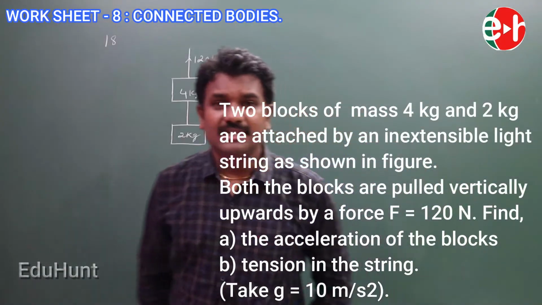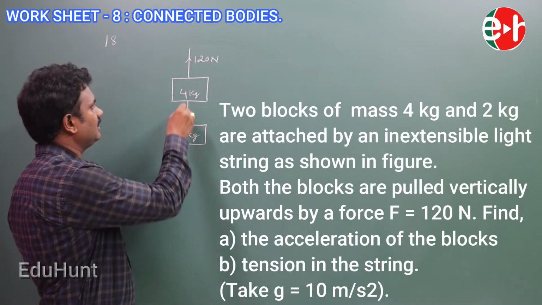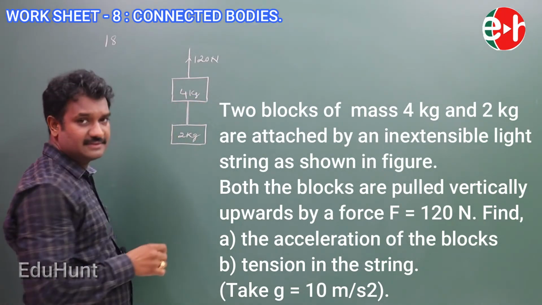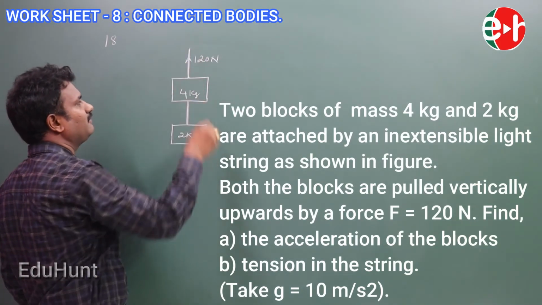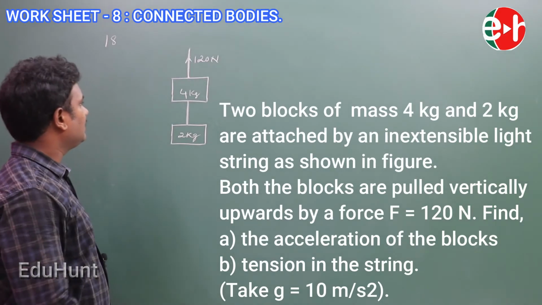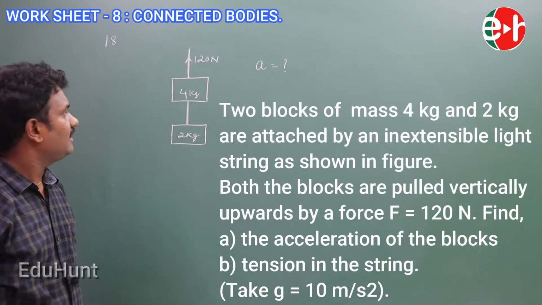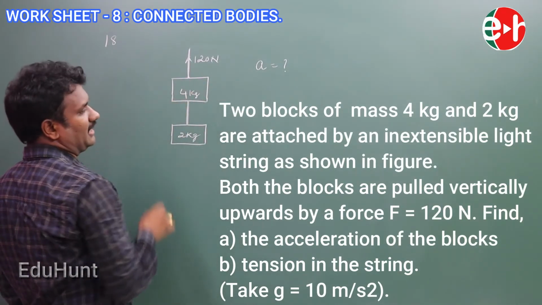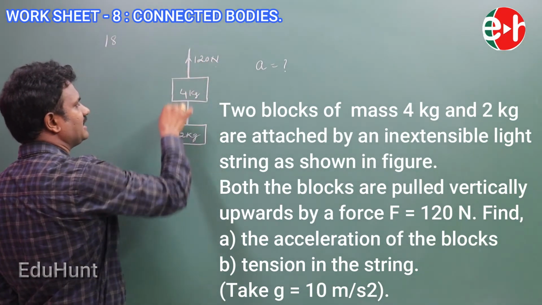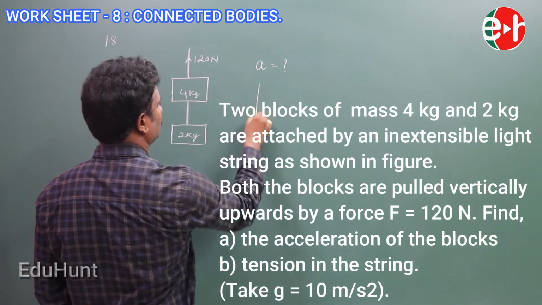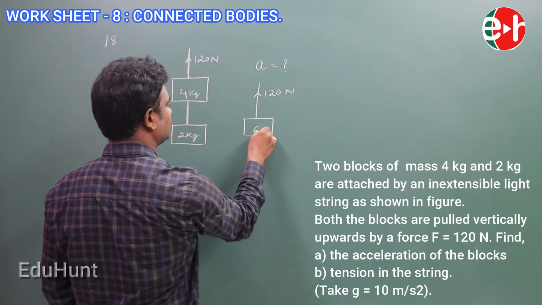Is it clear? In this problem, 2 blocks, of mass 4 kg and 2 kg, are attached with the help of a string, and this 4 kg block is pulled with a force of 120 newtons in the upward direction. Then the question is, what is the acceleration of the system? Now let us see the free body diagram. For this 120 newtons, this 4 kg plus 2 kg act as a single block of mass 6 kg.